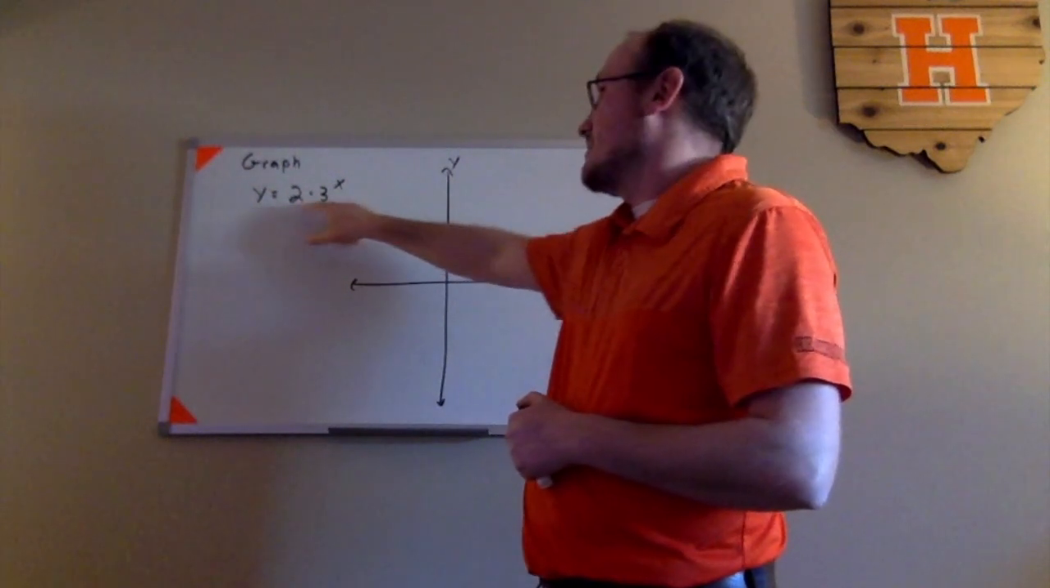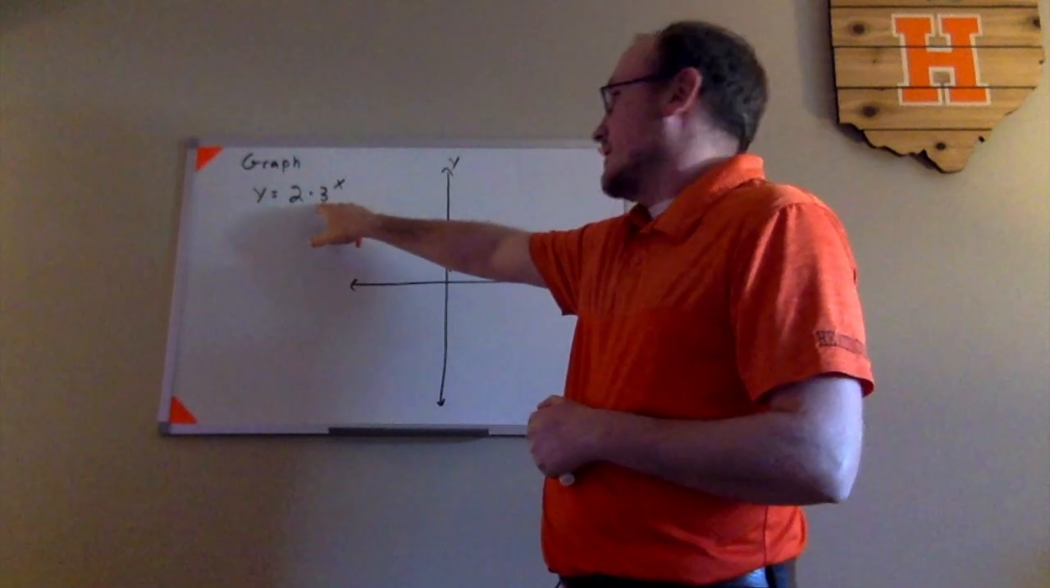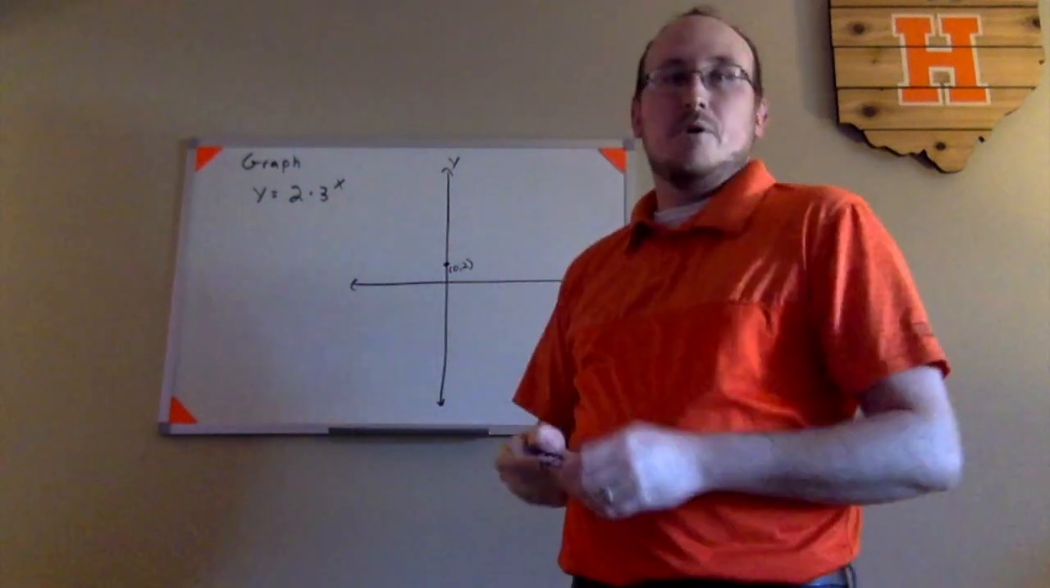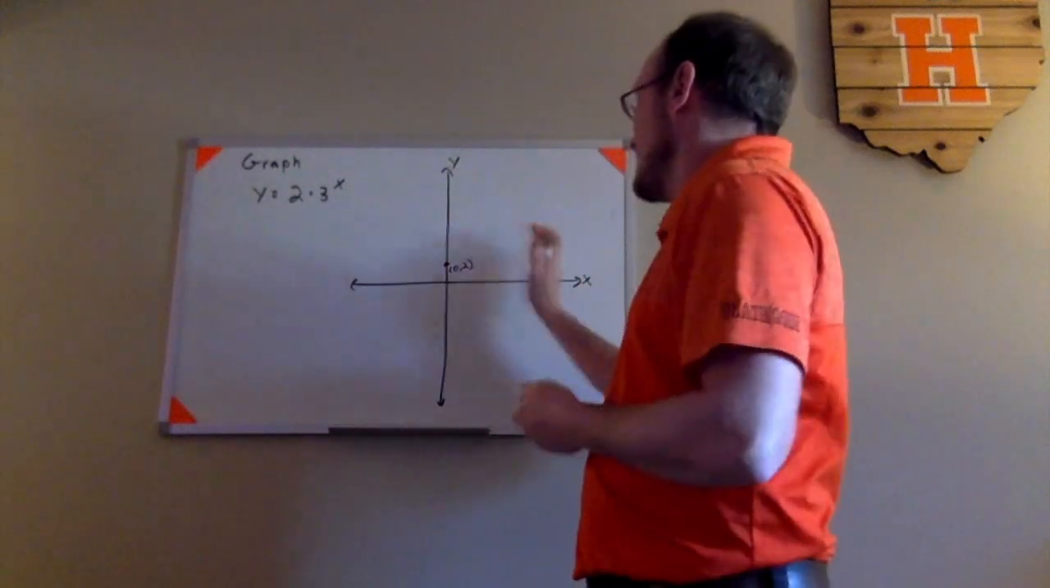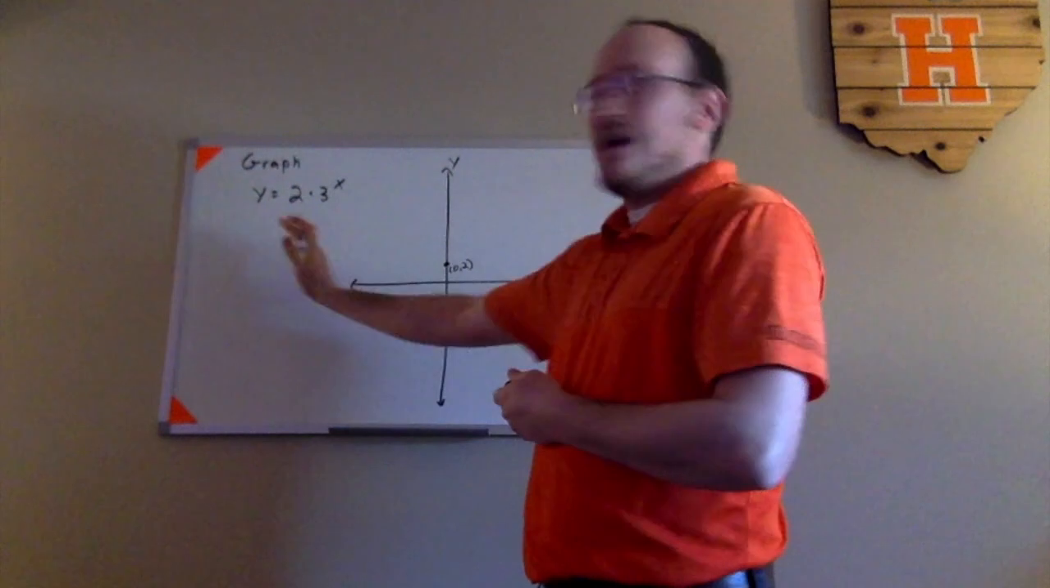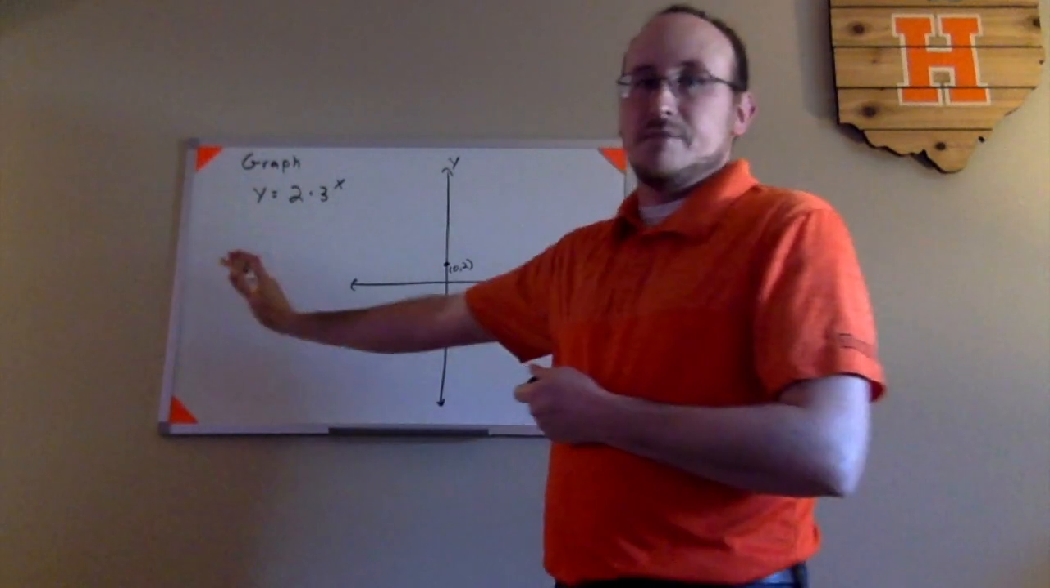That's our y-intercept. Now, this growth factor here, 3, we're going to take this value of 2 and multiply it by 3 each time we move one more x value to the right. And as I go to the left, I'd be doing just the opposite. I'd be dividing it by 3.